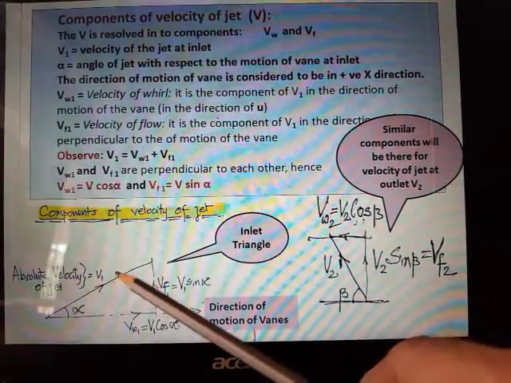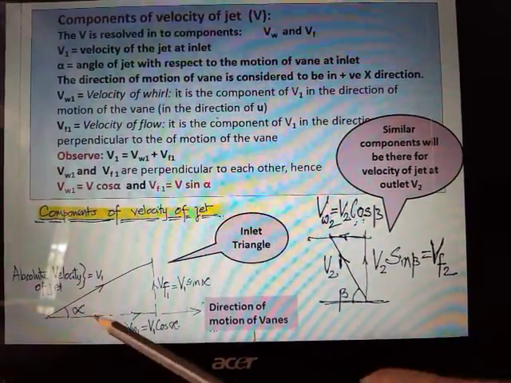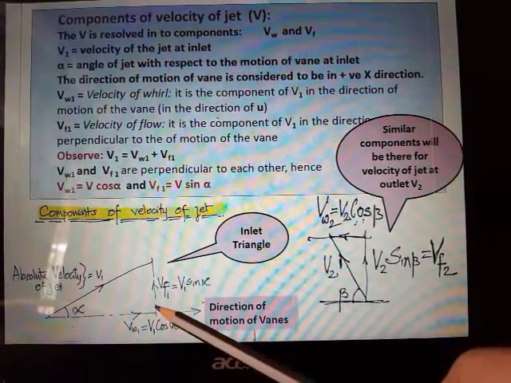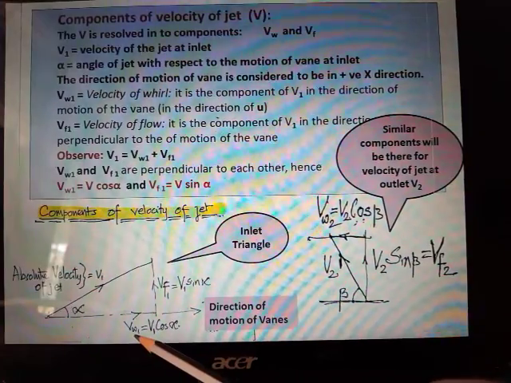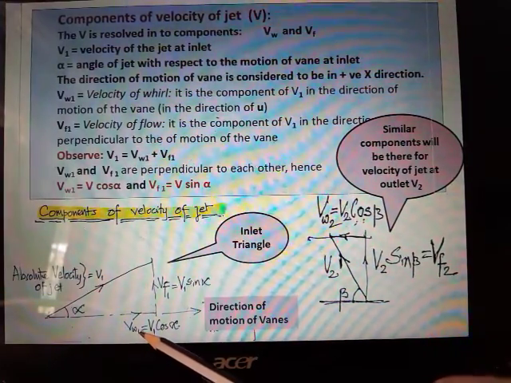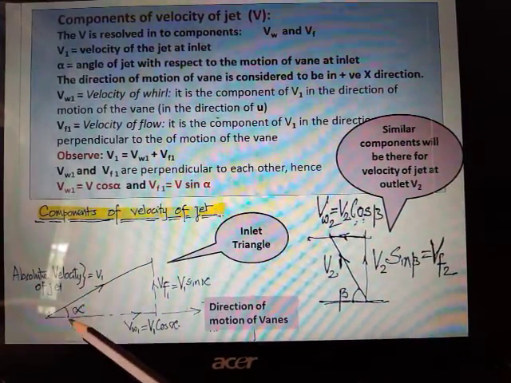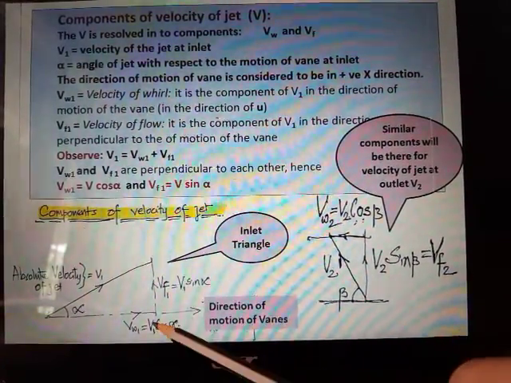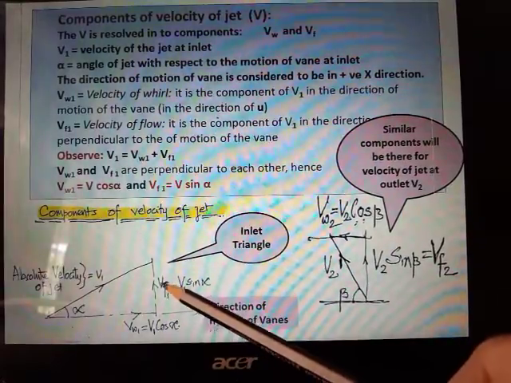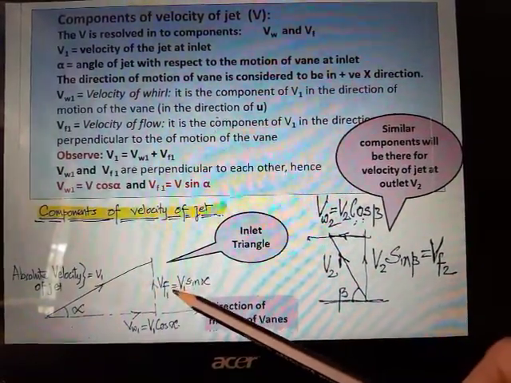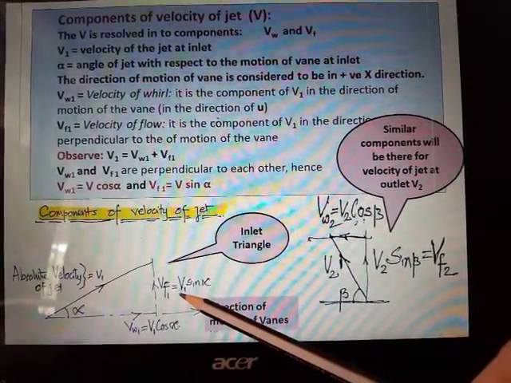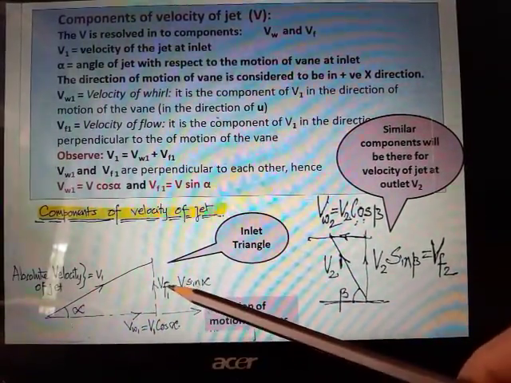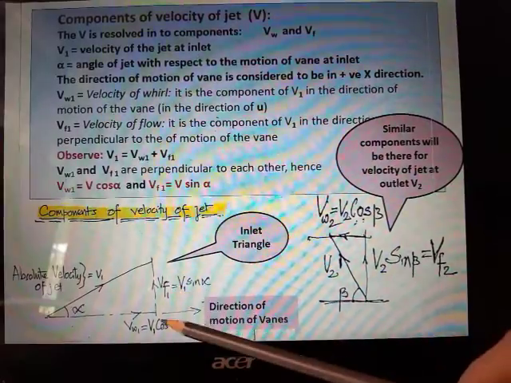Now if I resolve this into a component of horizontal and vertical, this component will be known as VW1, velocity of whirl, and obviously it will be V1 cos alpha, and this component, the vertical component, is VF1 or velocity of flow, it is called, and then it will be V1 sin alpha. So for the inlet velocity triangle you have got VW1 and VF1, and you know the expressions.